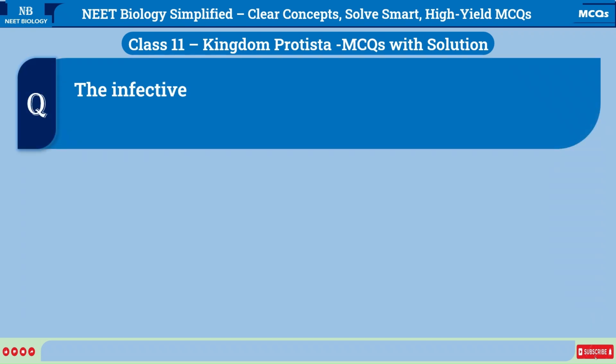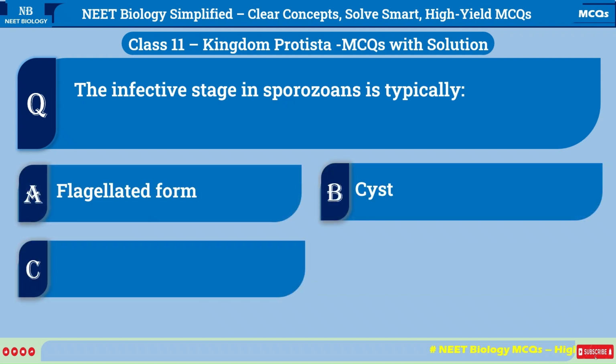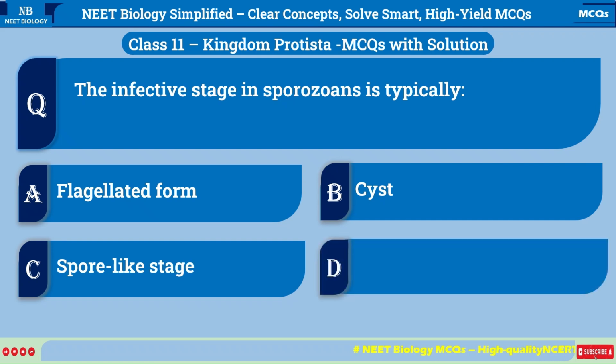The infective stage in sporozoans is typically A. Flagellated form. B. Cyst. C. Spore-like stage. D. Plasmodium.